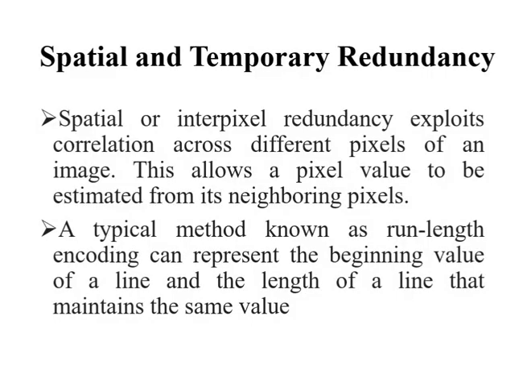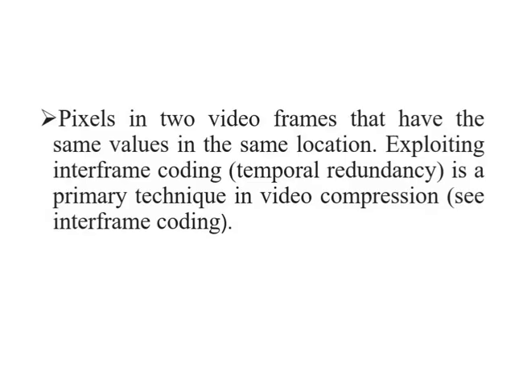Then the next one is spatial and temporal redundancy. Spatial or interpixel redundancy exploits correlation across different pixels of an image. These allow a pixel value to be estimated from its neighboring pixels. A typical method known as run length encoding can represent the beginning value of a line and the length of the line that maintains the same value. Pixels in two video frames that have the same value in the same location. Exploiting interframe coding, that is temporal redundancy, is a primary technique in video compression.